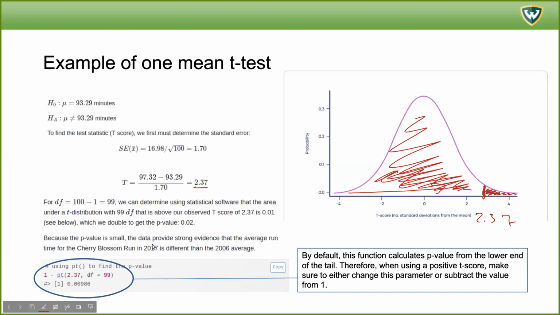And if we do a two-sided test, we need to double this value, but we still need to subtract from 1 first, and then double, which is what they did here. First we had 0.01 and then doubled to 0.02, which is very unlikely. It's below 0.05, and it's enough to reject the null hypothesis.